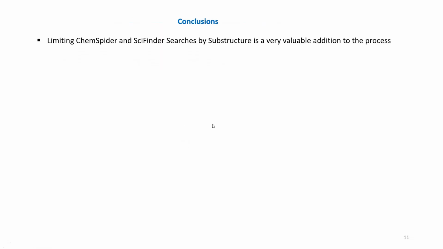So in conclusion, limiting ChemSpider and SciFinder searches by substructure is a very valuable addition to our known-unknown process, especially when utilized with the NIST hybrid search.